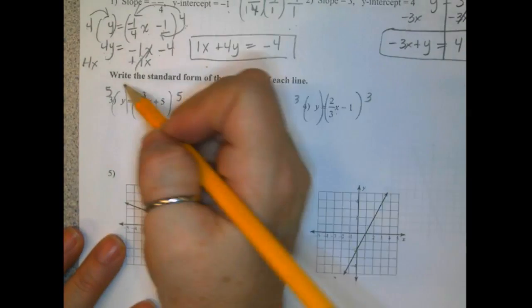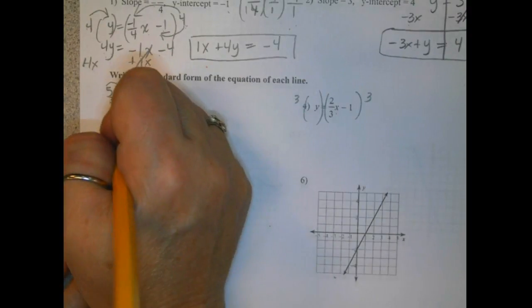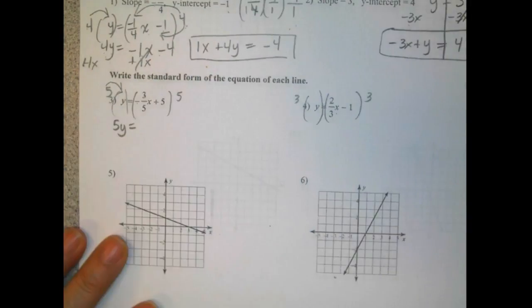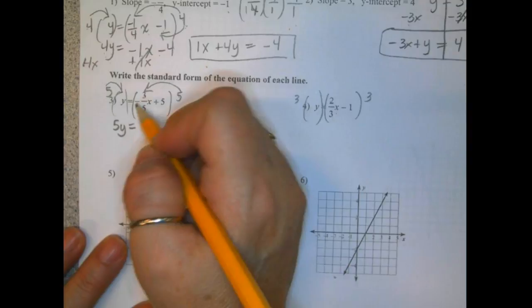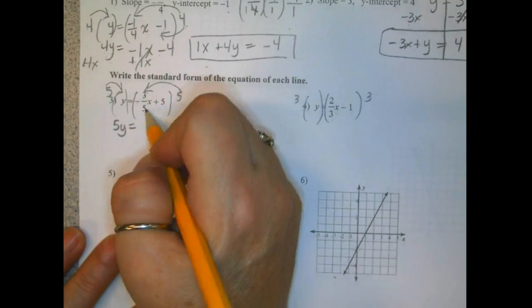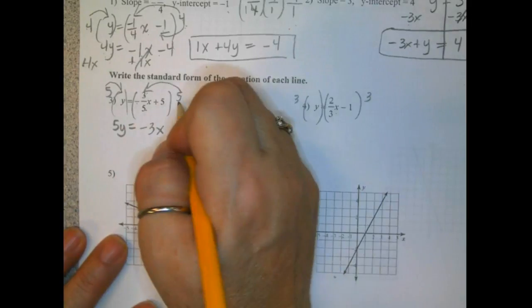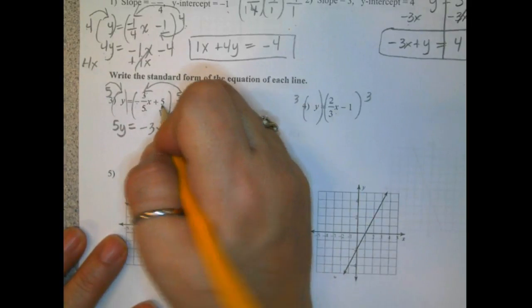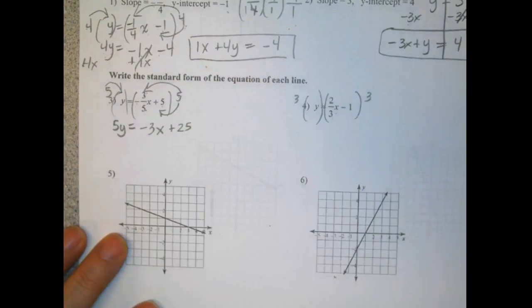Okay, so we're going to go ahead and multiply 5 times y using distributive property to eliminate my parentheses. That's going to give me 5y. On this side, I'm going to multiply 5 times negative 3 over 5. My 5s are going to cancel. It's going to give me a negative 3x. And then I'm going to multiply 5 times positive 5, which is going to give me plus 25. Right?